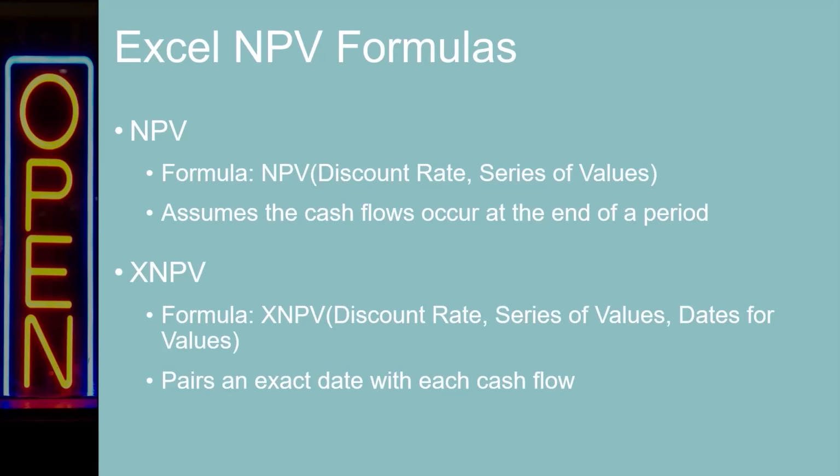XNPV. The formula for XNPV is XNPV, and in parentheses, you put the discount rate, a series of values, and dates for those values. This allows you to pair an exact date for each cash flow rather than using the end of period assumption of NPV.